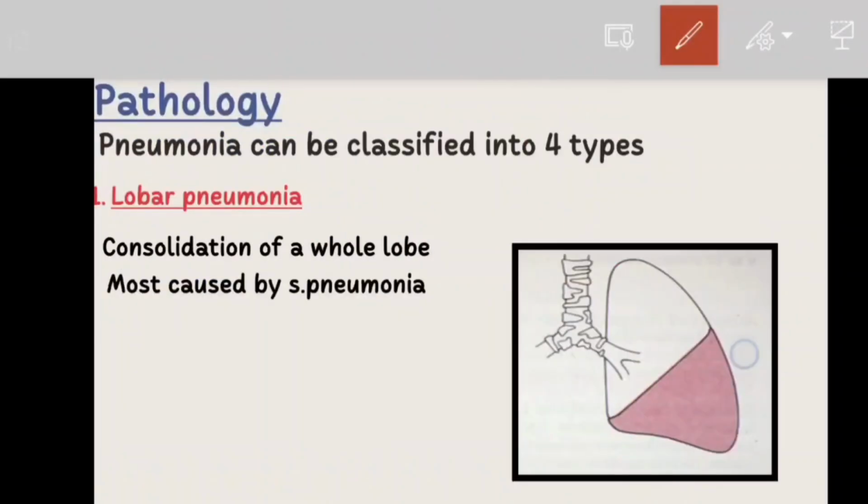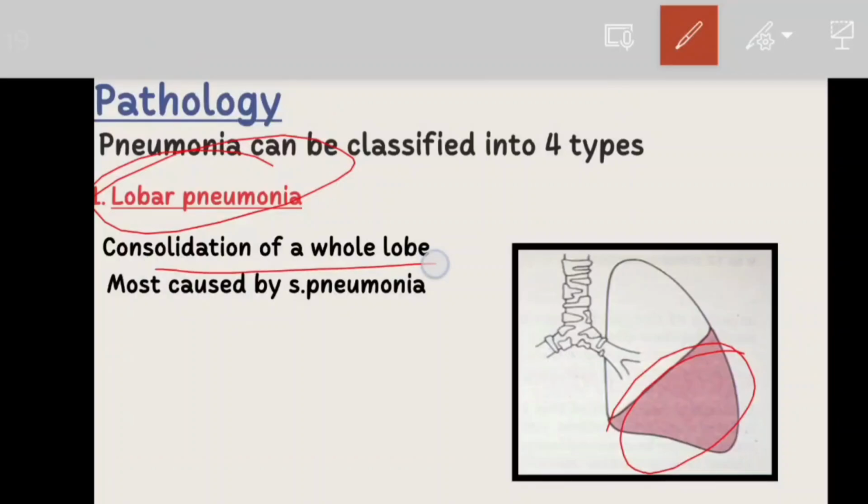So first one is lobar pneumonia. Look at the first picture. Can you see that one entire lobe of the lung is affected? And that is why it is called lobar pneumonia. So here it involves the consolidation of the whole lobe, and it is most commonly caused by Streptococcus pneumoniae. Okay. So for example, imagine a mango. If one entire side becomes rotten, that resembles lobar pneumonia. Okay.